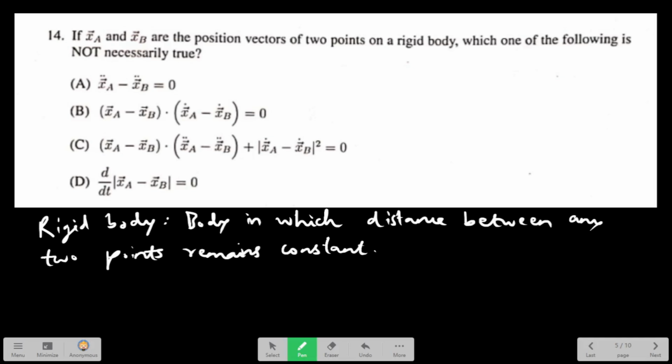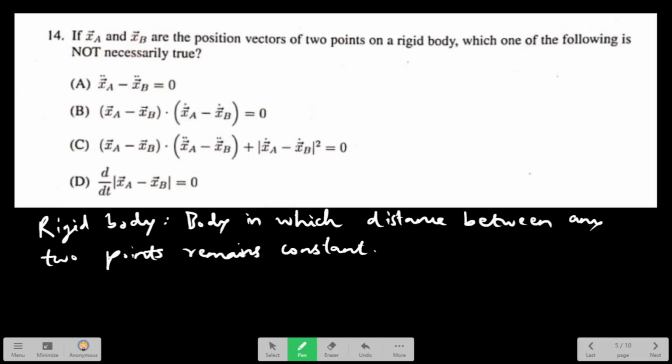So if you apply force or torque, even then the distance between any two points is not going to change. It is not going to deform. It is going to maintain its shape and size whatever you do to it. So this is an idealized object, because in reality you know that if we apply force or torque, the body can change its shape and size.